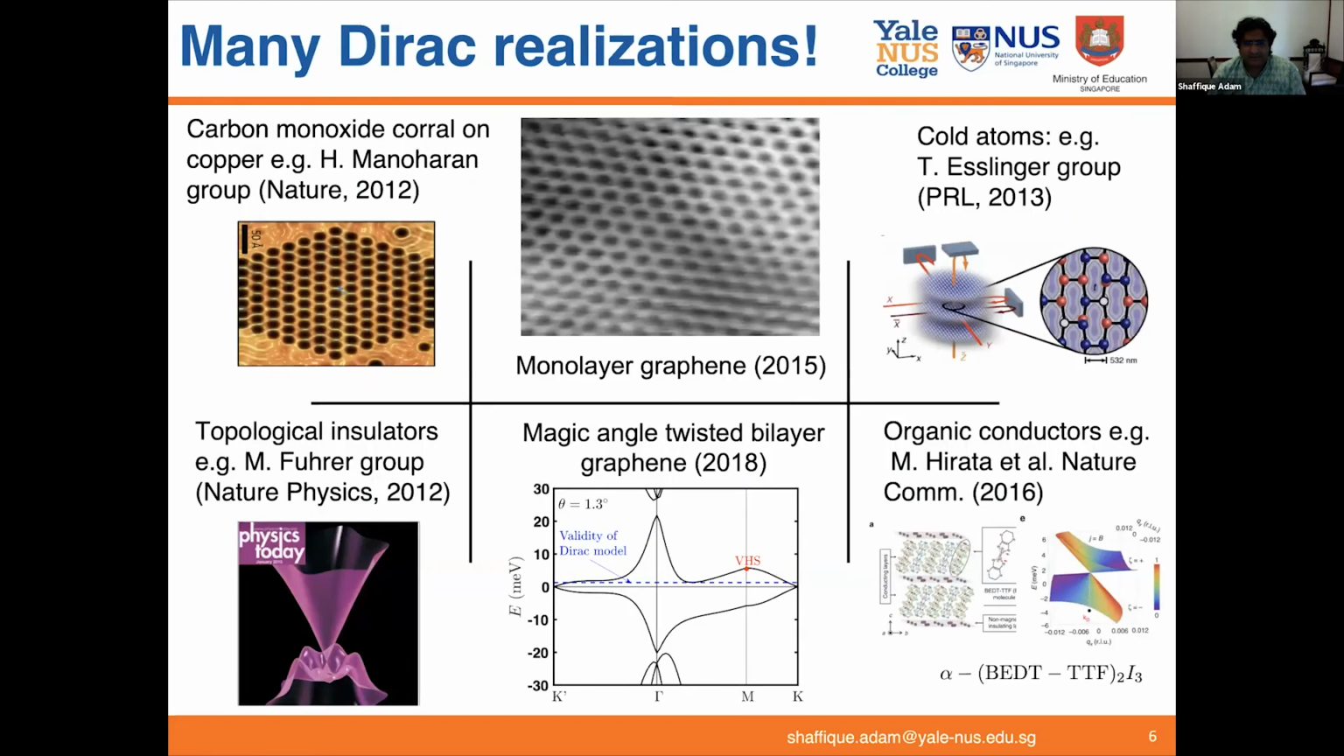Okay, so again, as I said, I will focus on Dirac fermions in 2 dimensions, but there are many systems that have the Dirac fermion. For example, carbon monoxide on copper forms a honeycomb lattice, and that's described by Dirac fermions. I said earlier the bismuth selenide, the 3D topological insulator surface states, but also magic angle twisted bilayer graphene, organic conductors, and so on and so forth.